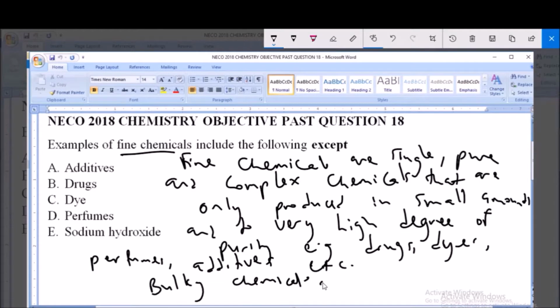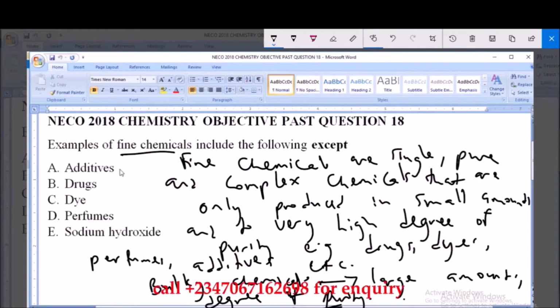So bulky chemicals are those that are produced in large amounts and the degree of purity is not really emphasized. So let's look at the options. Additives, we have listed additives as an example of a fine chemical. So an additive is a fine chemical and hence is not the answer to this question. Now, drugs is the first example we listed as an example of a fine chemical, so it is not the answer. We also listed dyes, so it's out. We listed perfumes, that is also out.